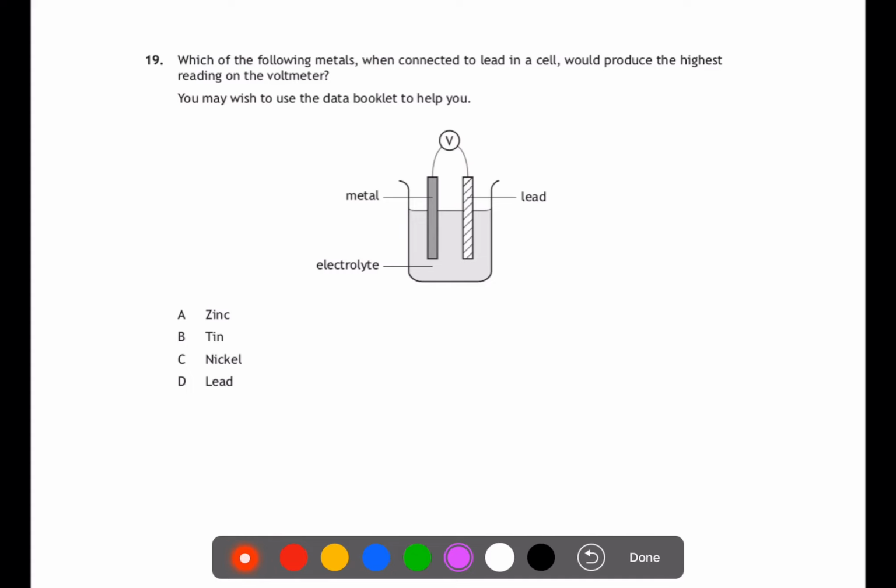Question 19. Which of the following metals, when connected to lead in a cell, would produce the highest reading on the voltmeter? You may wish to use your databook to help you. You want to look at page 10 of your databook, which is the electrochemical series, where you can find all of the metals listed in order, from most to least reactive. When you're trying to produce the highest reading on a voltmeter, you're looking for the biggest difference in reactivity between the two metals. So you need to find lead and then find which of these metals here is furthest away from lead on that table. When you have a look, you'll find that zinc is the one which is furthest away, therefore we produce the highest reading.